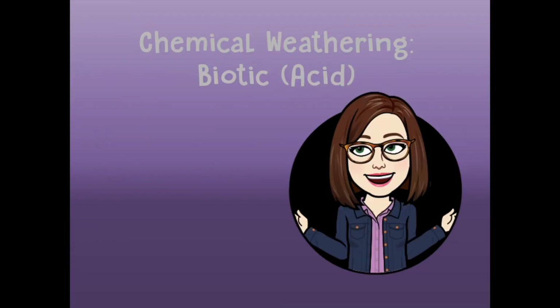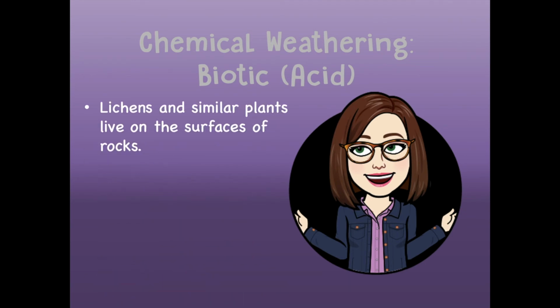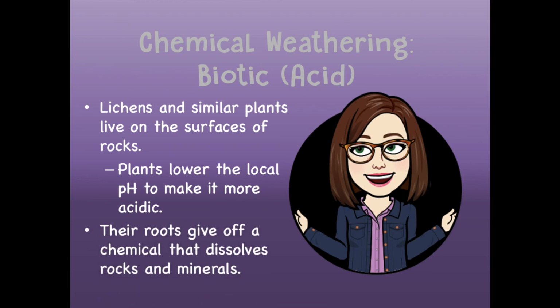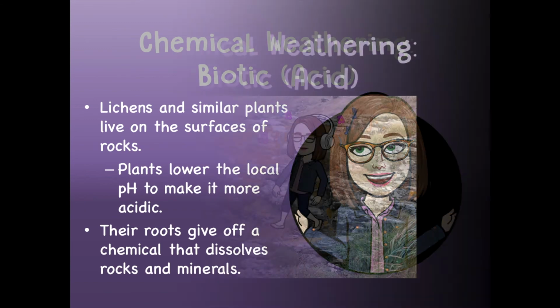Another example of chemical weathering is biotic acid. Lichens and similar plants live on the surfaces of rocks. Plants lower the local pH to make it more acidic, and that can create some problems. Their roots give off a chemical that dissolves rocks and minerals. Here's an example of what chemical weathering biotic looks like.